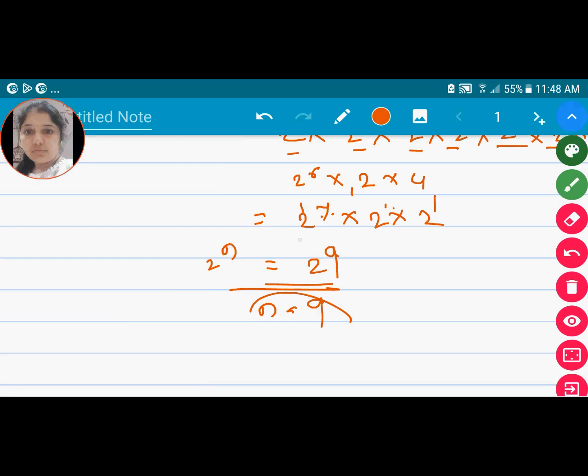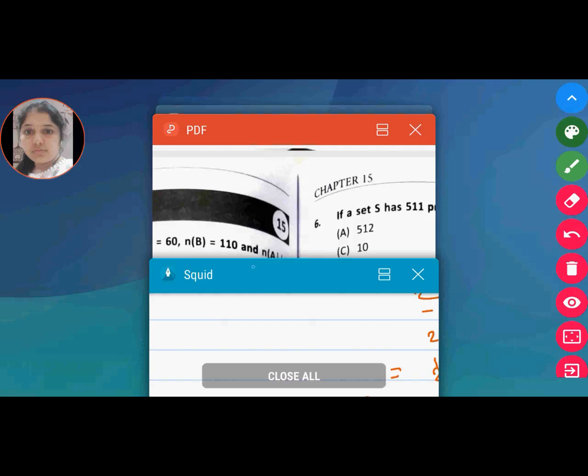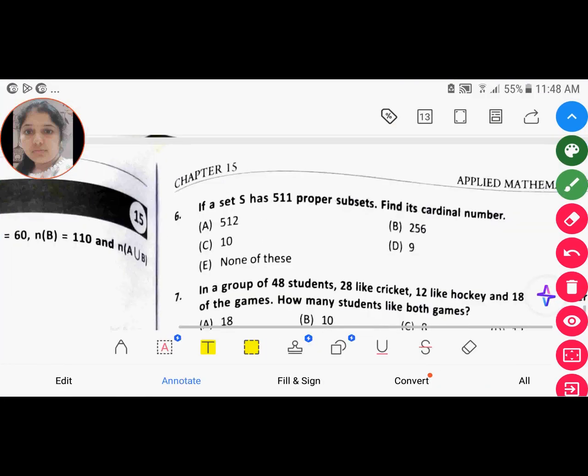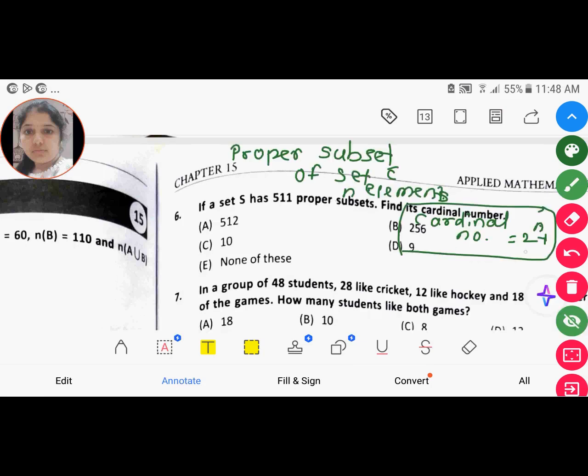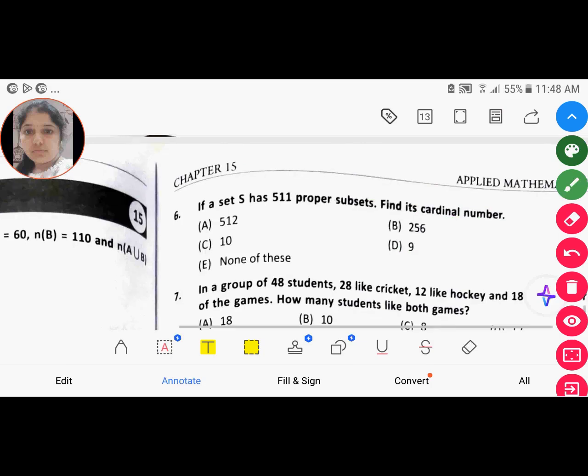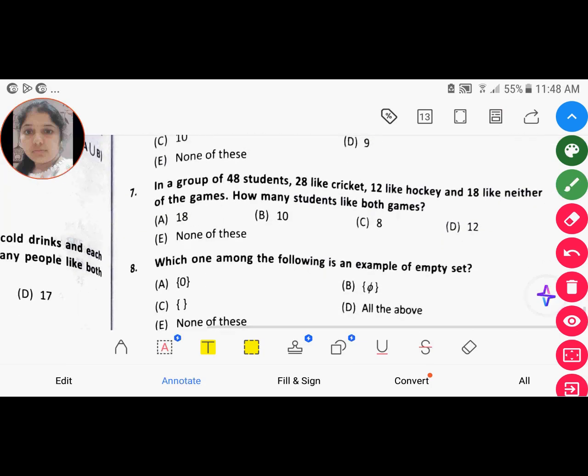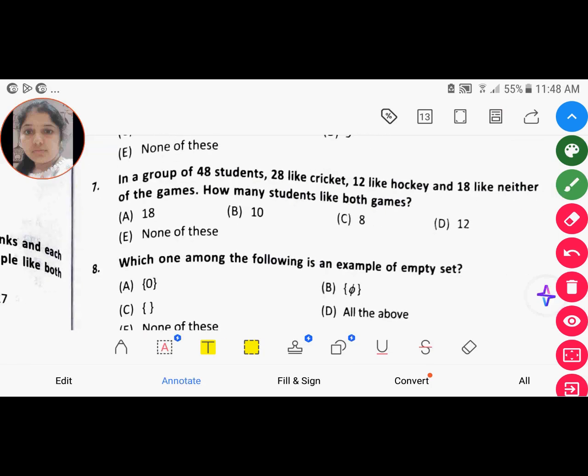Okay. So this is the method to find out the value of that n. So to find out the cardinal number, the formula is 2 raised to n minus 1. Remember this formula. Now, a group of 48 students, out of which 28 like cricket, 12 like hockey, 18 like neither of the games. How many students like both games?